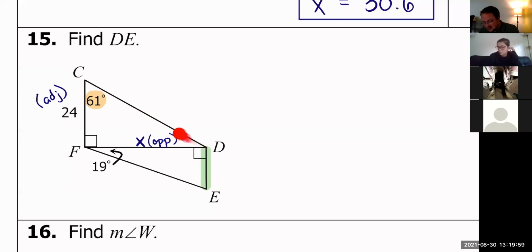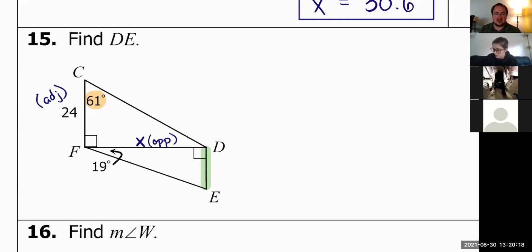CD would have been the hypotenuse. I don't know it, and it's not really going to benefit me in this case to know it. Could I find it? Absolutely. But it'll just be extra work that I don't necessarily need. So working towards finding side FD, which I have labeled with just the variable X.